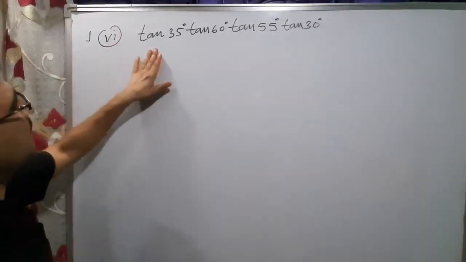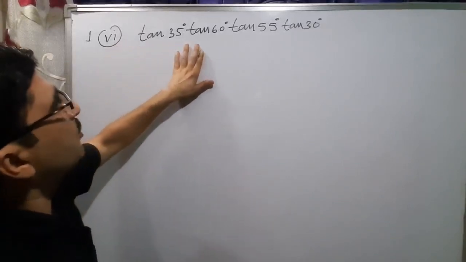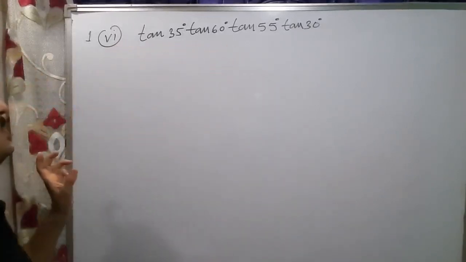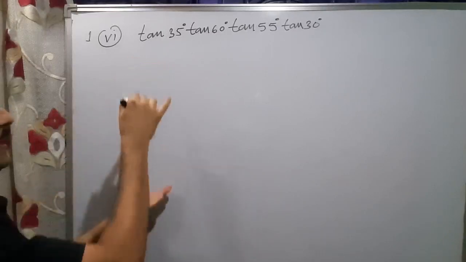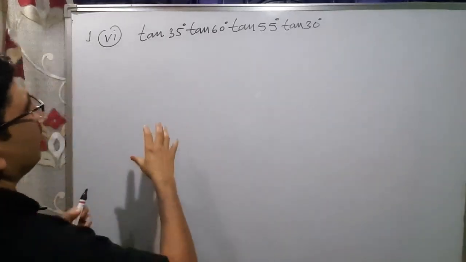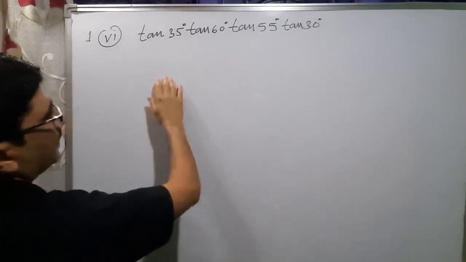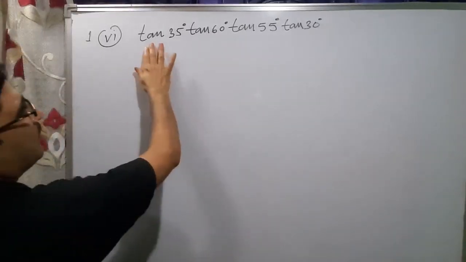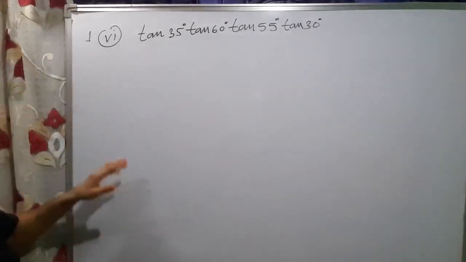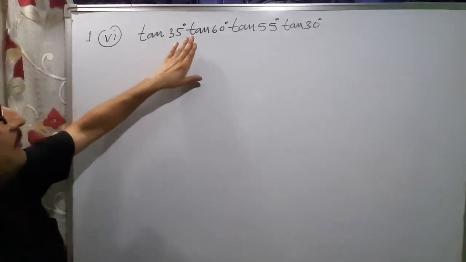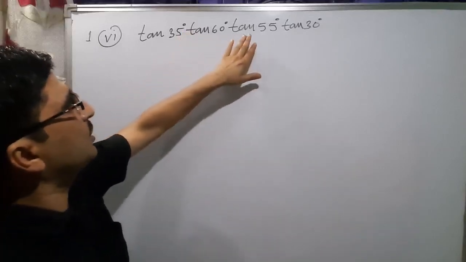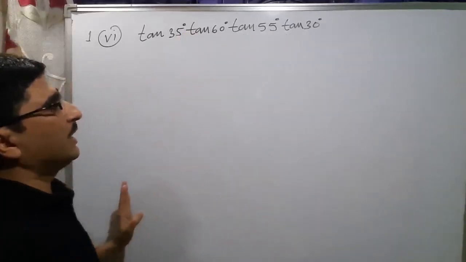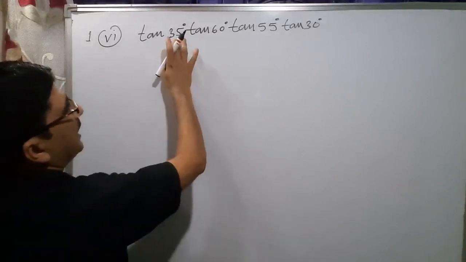Okay, here question number 6 is in product form. The first question which we have learned is in fraction, in division form. Now the second one is plus minus, and this one is in product form. So this one, tan 35 into tan 60 into tan 55 into tan 30. Now we will have to check these angles.